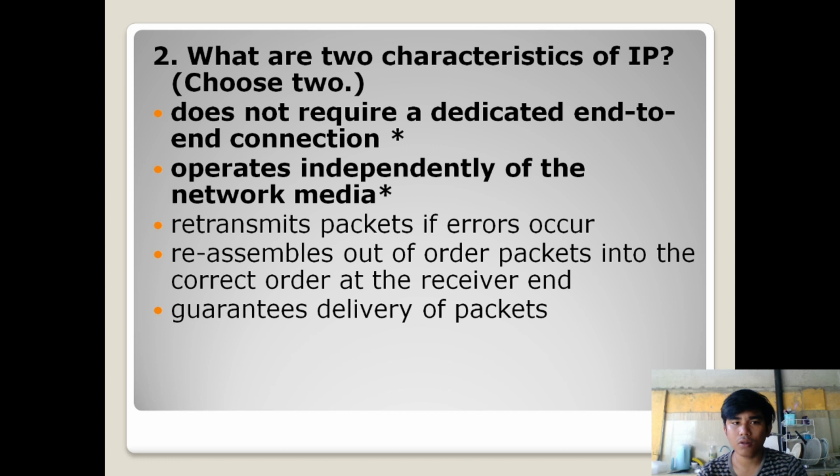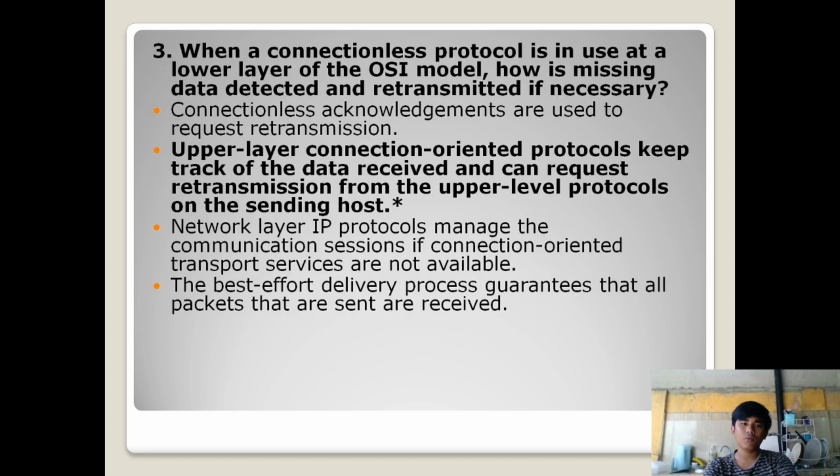What are the two characteristics of IP? Choose two. So my first answer is it does not require a dedicated end-to-end connection. Then the second answer is to operate independently of the network media. When a connectionless protocol is in use at a lower layer of the OSI model, how is missing data detected and retransmitted if necessary? So my answer is the upper layer connection-oriented protocols keep track of the data received and can request retransmission from the upper level protocols on the sending host.